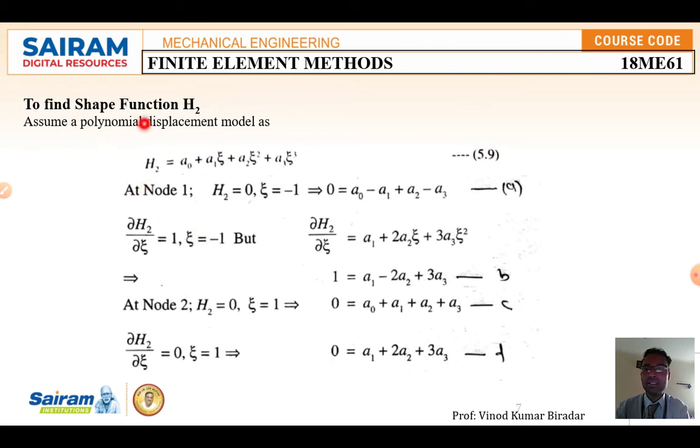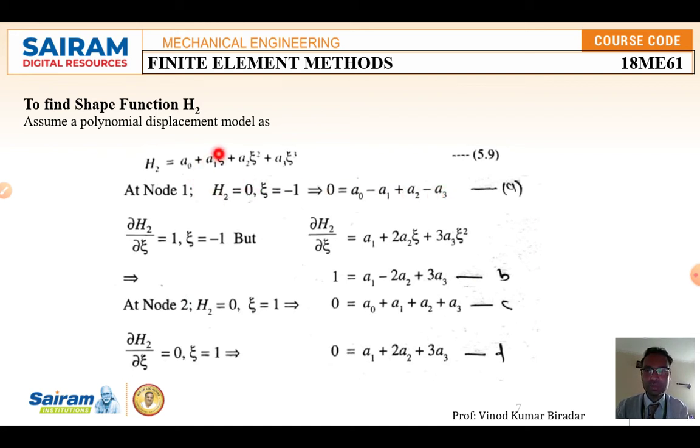Okay, so to find the shape function h2, assume the polynomial displacement function, so this one. h2 is equal to a0 plus a1 zeta plus a2 zeta square plus a3 zeta cube. So at node number 1, h2 is equal to 0 and zeta is equal to -1. These boundary conditions I explained in the previous lecture video, so from that only we are going to consider this. After putting this, you are going to get the A equation.